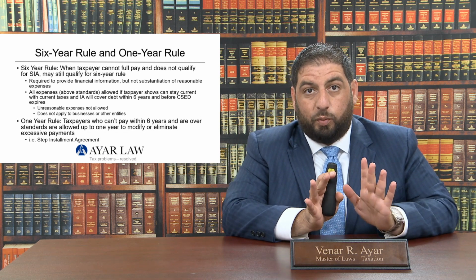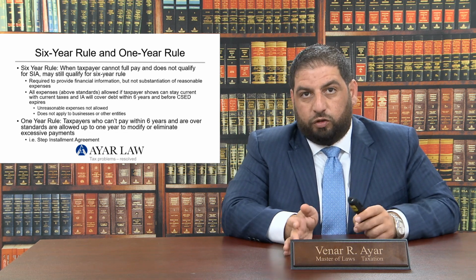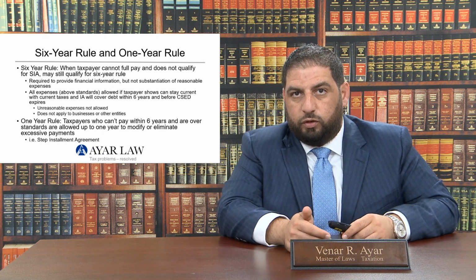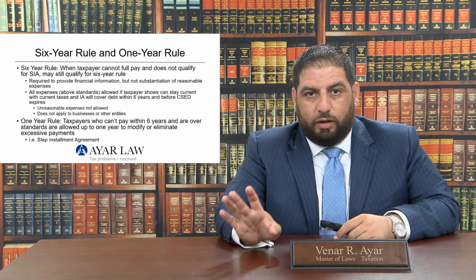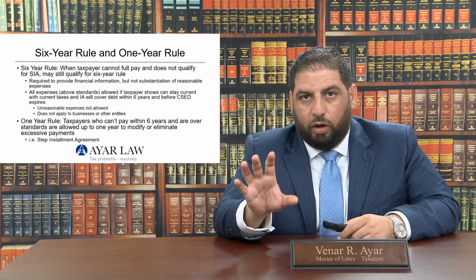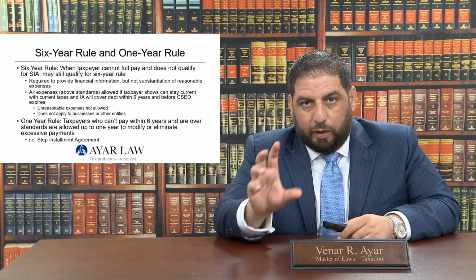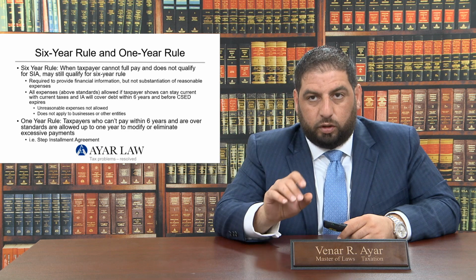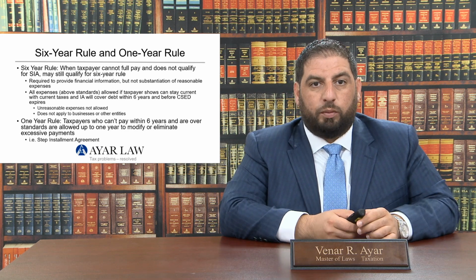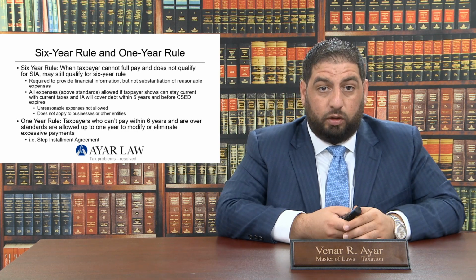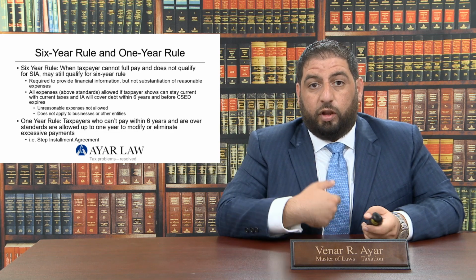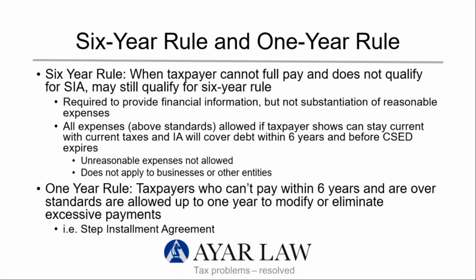It's not the same. A lot of people confuse it and they think that the 6-year rule just says that anybody who can afford to pay in 6 years has a right to pay in 6 years. It's not that simple. What it's about is whether certain expenses will be allowed in your computations of what you can pay and what you can't pay, or whether those expenses will not be included. And the 1-year rule is for people who don't fit in the 6-year rule.